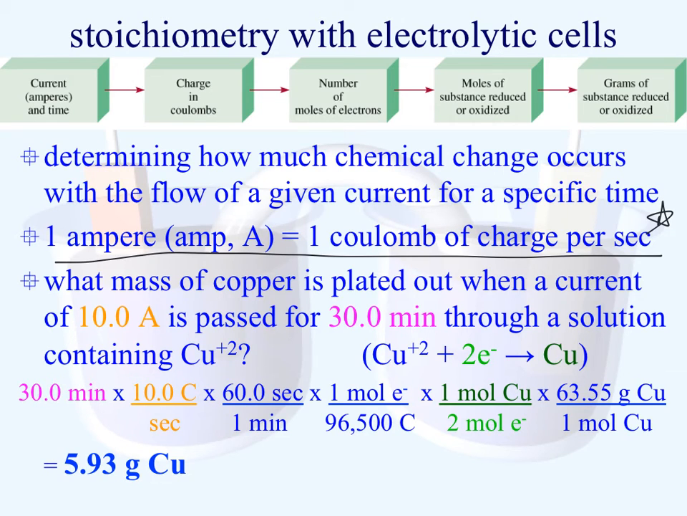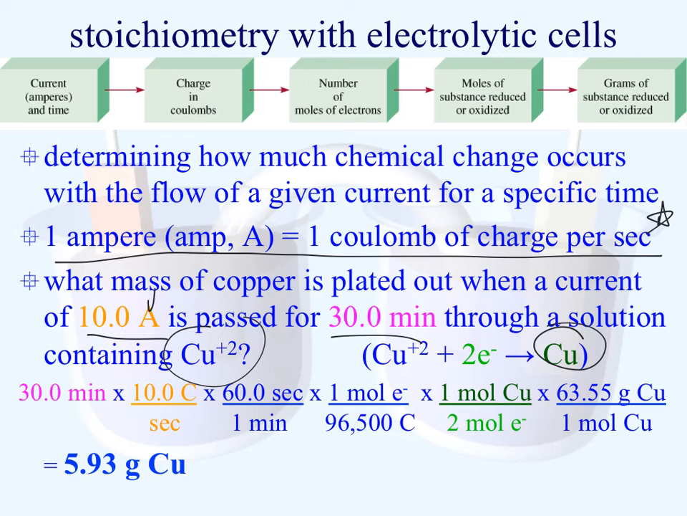So let's go ahead and look at this. It says, what mass of copper is plated out when a current of 10 amps is passed for 30 minutes through a solution containing copper 2+. Basically I'm wanting to know how much copper I'm going to put back into the zero oxidation state when I pass 10 amps for 30 minutes through this solution of copper 2+ ion. A couple things we need to know.